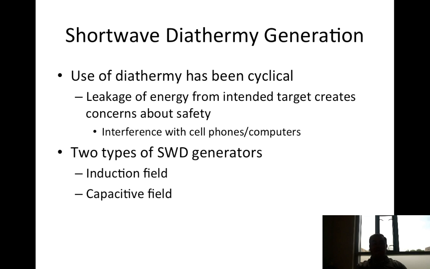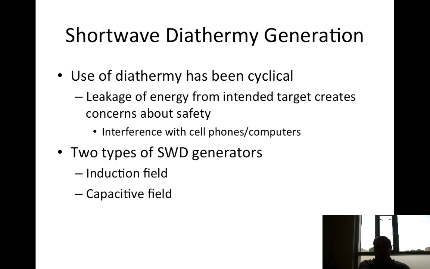Okay. Use of diathermy has been cyclical. Definitely, I think in the 80s, early 90s, diathermy was very popular. Now, like I said, Chattanooga does sell these, but I don't see them very much. I think George Mason actually has one. In my clinical career, I've probably actually used diathermy a couple times.